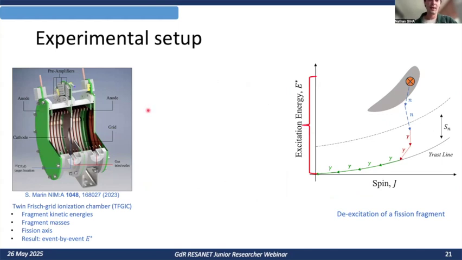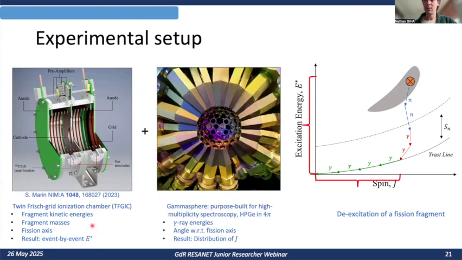or at least one part of the setup. At Argonne National Lab, with a lot of help from the wonderful low-energy support group there, we built an ionization chamber that was purpose-built for performing simultaneous fragment gamma ray measurements. So I guess the cool part is that the anodes themselves, these green boards, are also a structural component. And from this, we can get the fragment kinetic energies, masses, fission axis, and ultimately the event-by-event energy. We put that inside of Gammasphere, which is a high multiplicity, high resolution gamma ray spectrometer in 4 pi around the chamber. And from this, we can do gamma ray spectroscopy, as well as the angle with respect to the fission axis, and reconstruct the spin distribution for certain fragments.